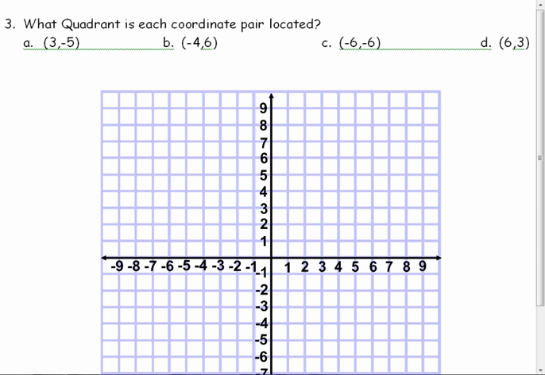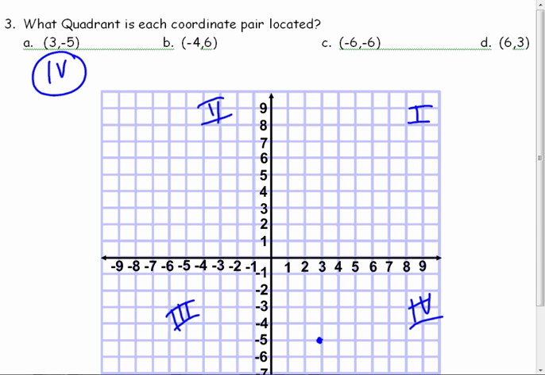Okay, what quadrant? You don't have to plot these. What quadrant is 3, negative 5? Well, you might have to see where it is. So I'm going to go 3, 1, 2, 3, down 5: 1, 2, 3, 4, 5. What quadrant is that in? Remember the names? What's this one? This is 1, 2. I don't have to use Roman numerals, I'm just used to it. Quadrant 4.